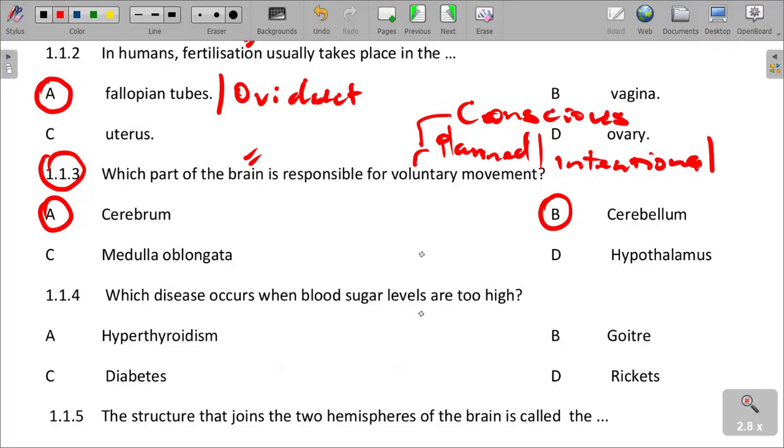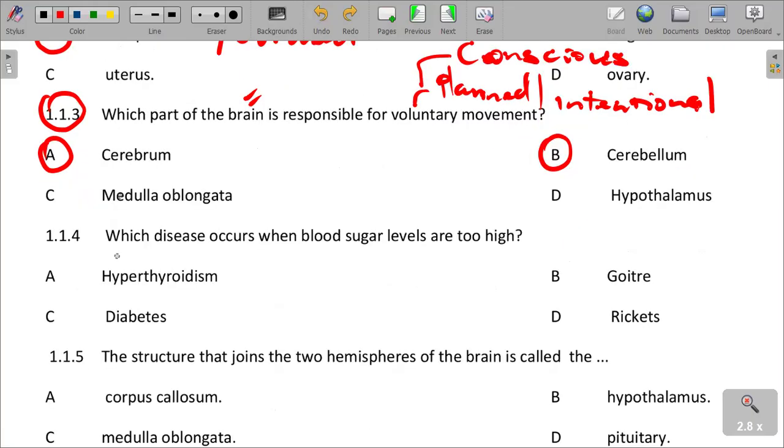The cerebellum is found on the brain stem, which is next to the medulla oblongata, connecting towards the spinal cord. The hypothalamus is also an endocrine gland, and it is not responsible for voluntary movements. So please go and research and read on the human brain from Metric Hub.